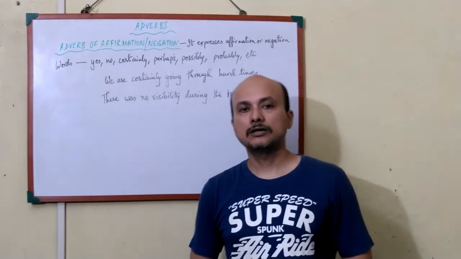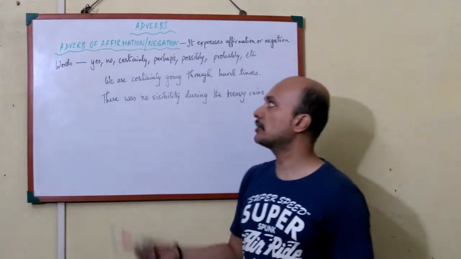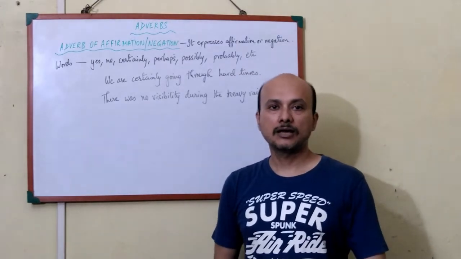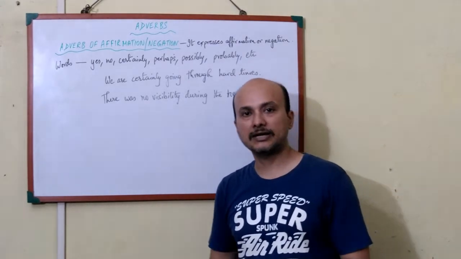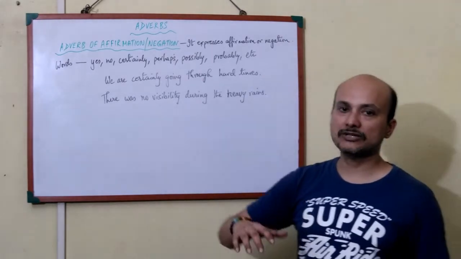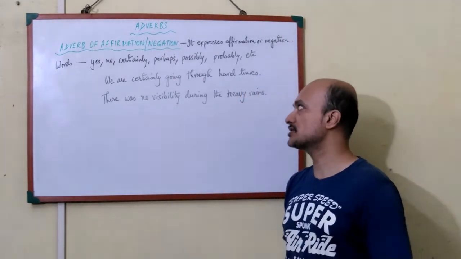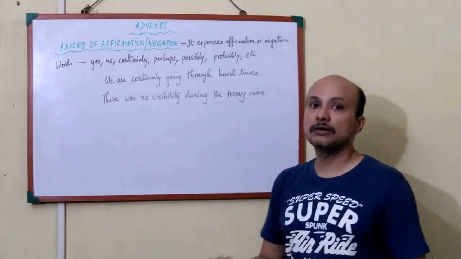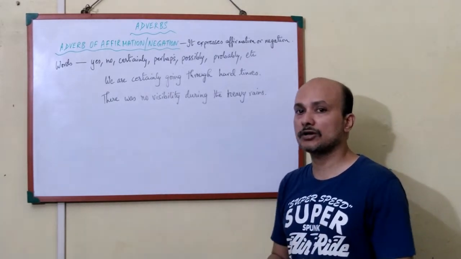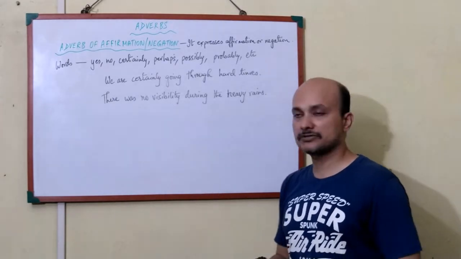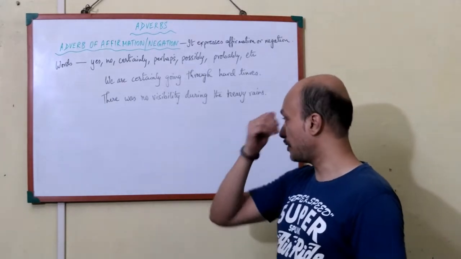Okay, the last of the adverbs is the adverb of affirmation or negation. Affirmation, you know, positive, yes, and negation is no, negative. So it deals with the positive or the negative aspects. Let's see. You have words like yes, no, certainly, perhaps, possibly, probably, such possibility, or doubtful words which you use, or words of doubt. Okay, next, let's move on to the sentences.